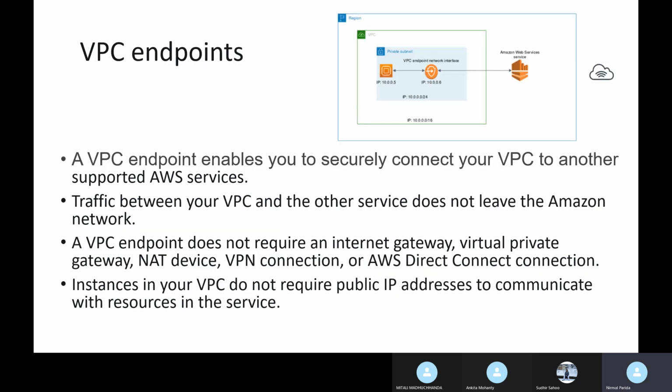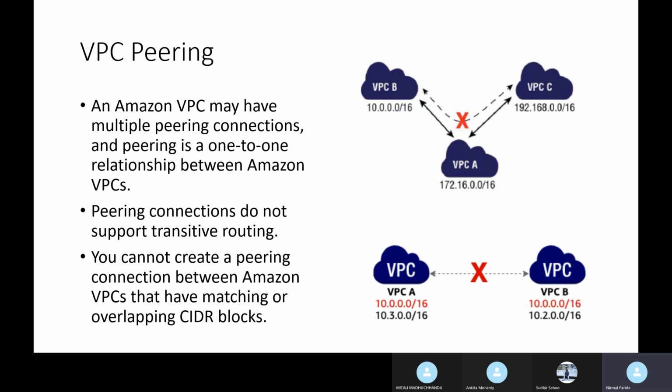So let me show you VPC peering. No, here the point is peering connections do not support transitive routing. I want to understand what you mean by transitive routing. Transitive routing means, if B is connected to A and A is connected to C, then B should not connect to C.